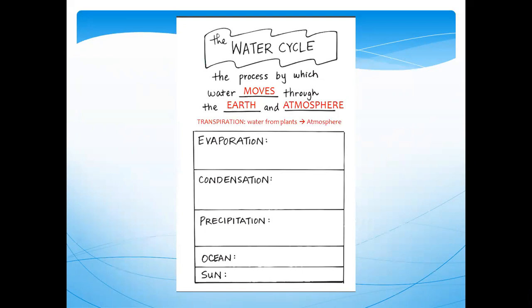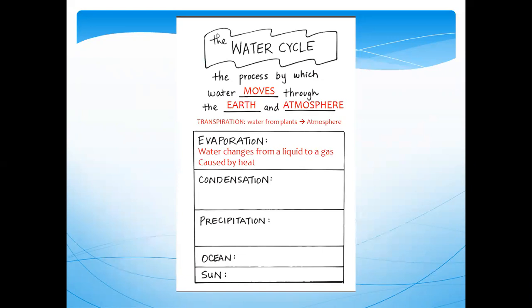We're going to add the word in transpiration here. Remember, this is when water leaves plants and enters the atmosphere as a part of the water cycle. You may have also heard evapotranspiration. For the purposes of our class, we're just going to use the word transpiration. And this is when water moves from plants to the atmosphere.